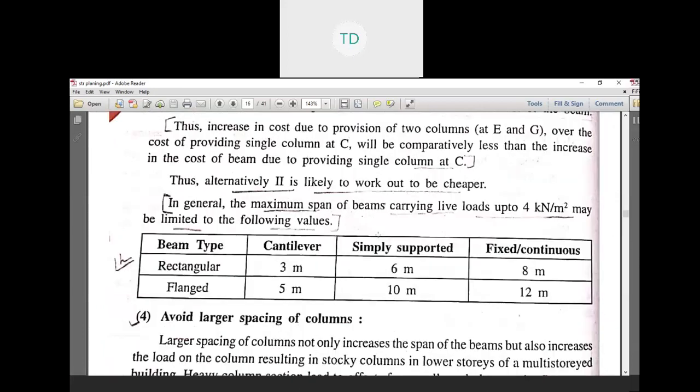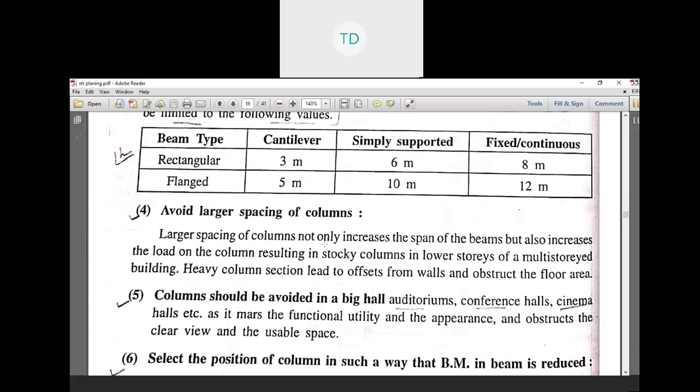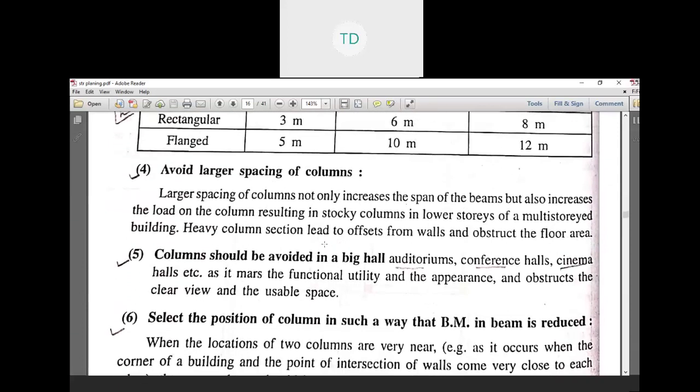In general, the maximum span of beam carrying live load up to 4 kN per square meter may be limited to the following values. Beam types: rectangular and flanged, cantilever, simply supported, and fixed or continuous beam: 3 meter, 6 meter, 8 meter, 5 meter, 10 meter, and 12 meter respectively. Avoid large spacing of columns.